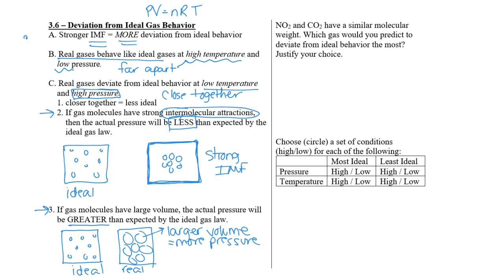Okay, so two things. If the actual pressure is greater than it's supposed to be, it's because of volume. You have to remember that those two things go together. And if the actual pressure is less than it's supposed to be, it's because of the intermolecular forces that are pulling the molecules in close together.